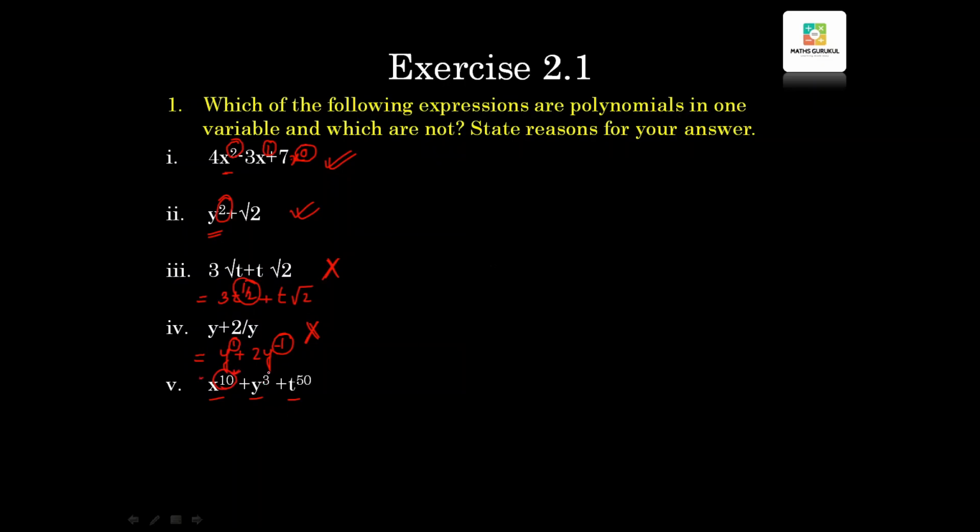In the second term, we find that y to the power 3 is also a positive integer, so the second condition is also fulfilled here. In the third term, 50 is also a positive integer, and the third condition is also fulfilled. So definitely this is a polynomial, but our question asks whether the expressions are polynomials in one variable. So this is not a polynomial in one variable, because there are 3 variables. So this is a polynomial, but it is not a polynomial in one variable. So this is wrong. Okay.